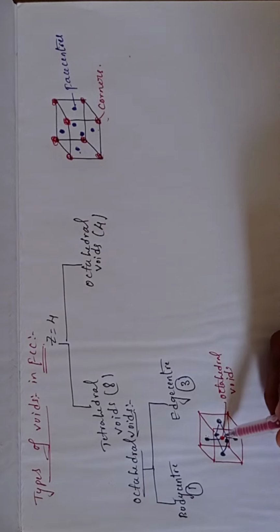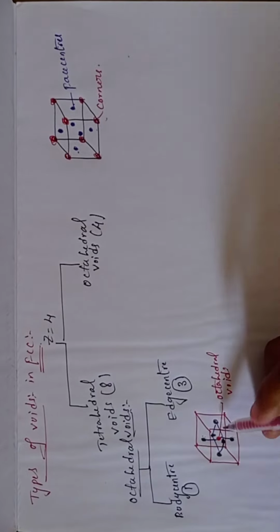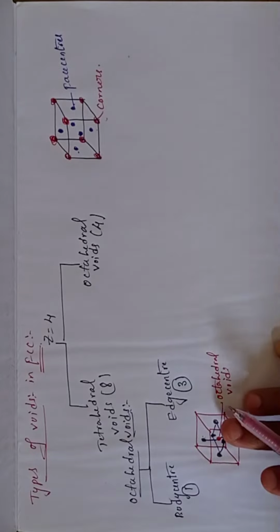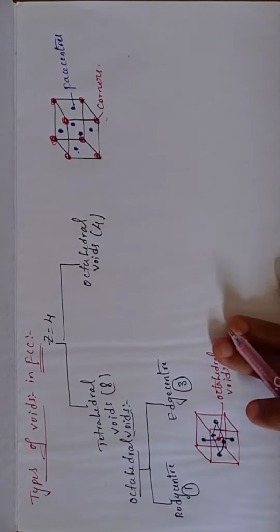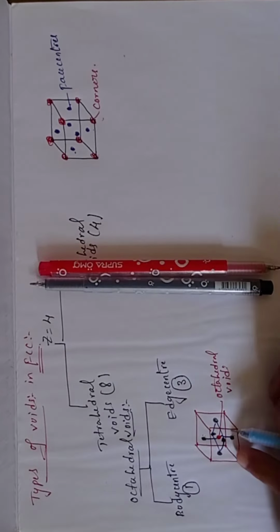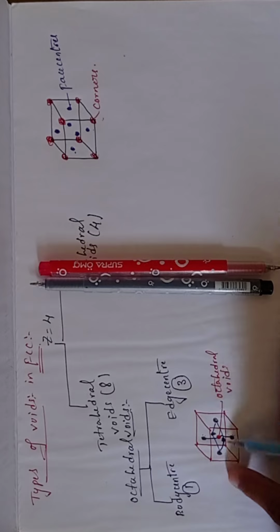So here we can observe one body center. At the body center, one octahedral void is formed. Clear this one? That is about the body center particle octahedral void. Now I am going to discuss the edge center. So this is at the body center, correct? So the octahedral void is formed at the body center.